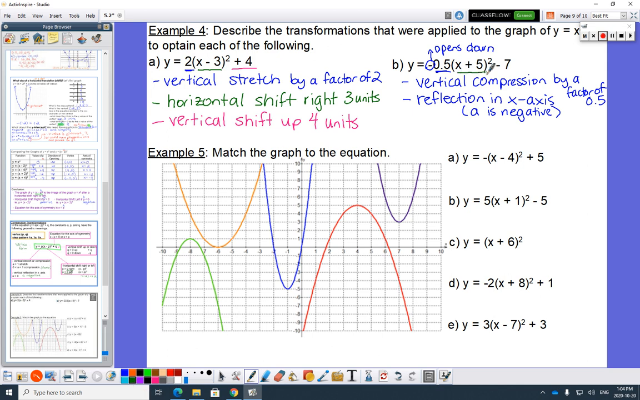Now we can go on to here. So what's the horizontal shift? Yes. Good. And then this one is down 7.